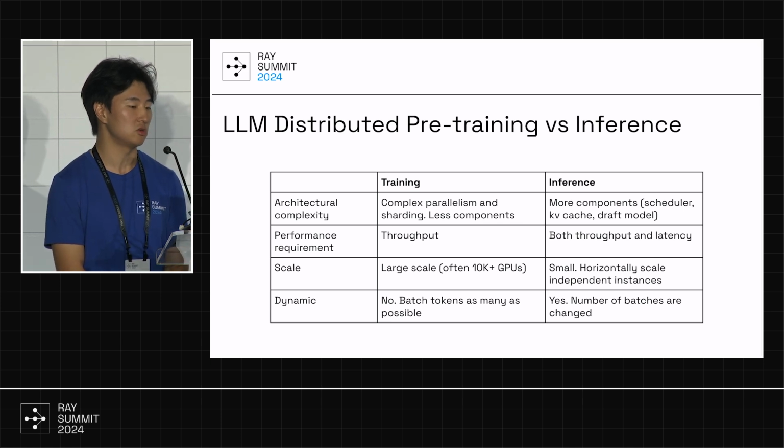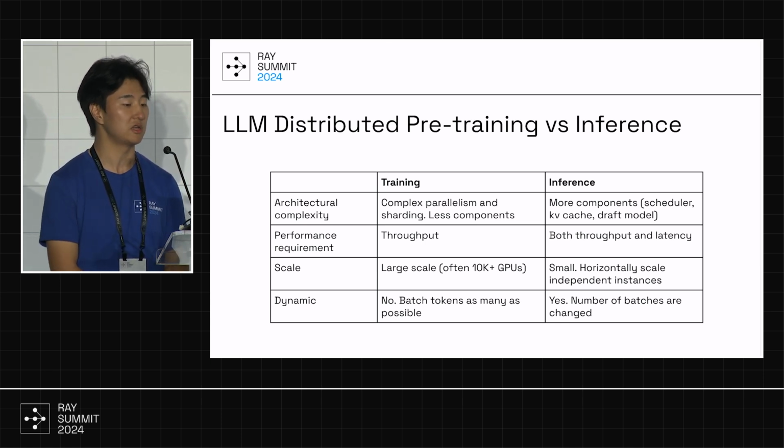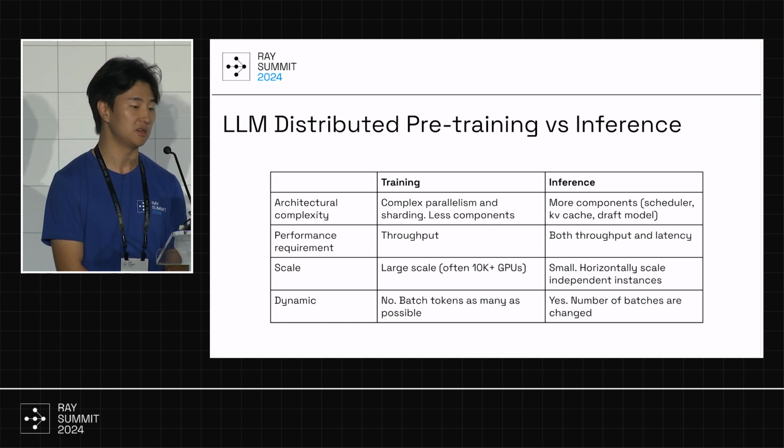For inference, usually it has a more complicated architecture. For example, for LLM inference, it has a scheduler, and it has a KV cache, and for different techniques like speculative decoding, it can have additional models. In terms of performance, training usually requires just throughput because you just fetch a lot of input to your model to train, versus inference, where you usually care about both throughput and latency, depending on your workload.